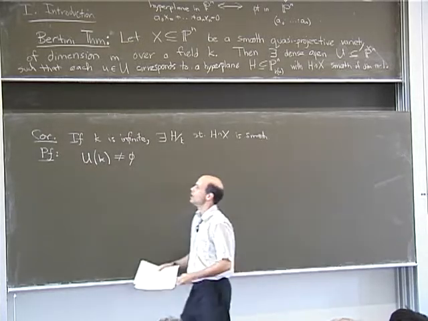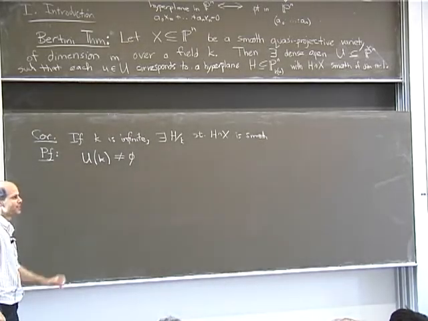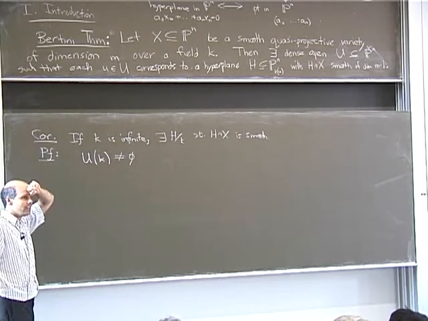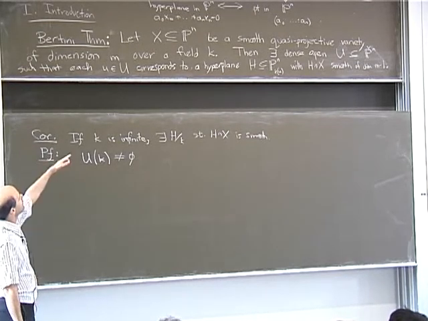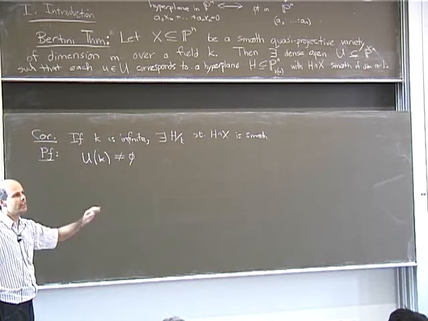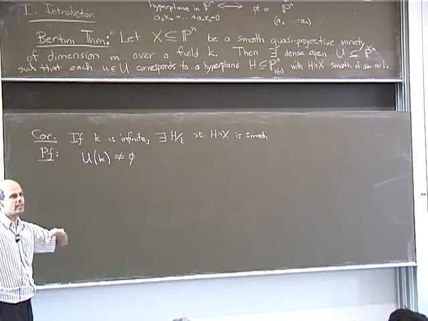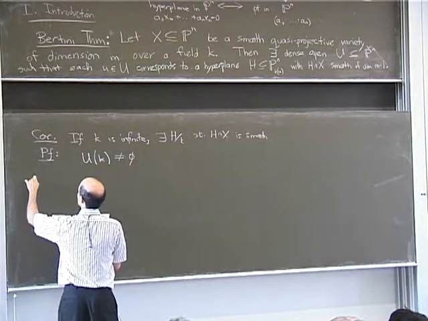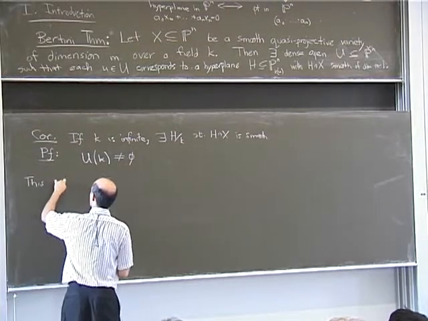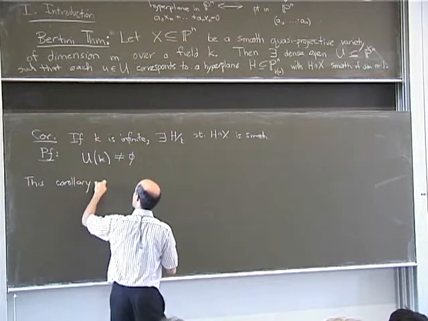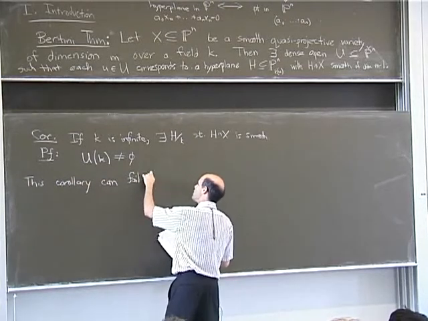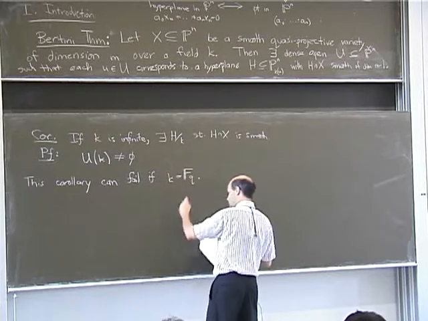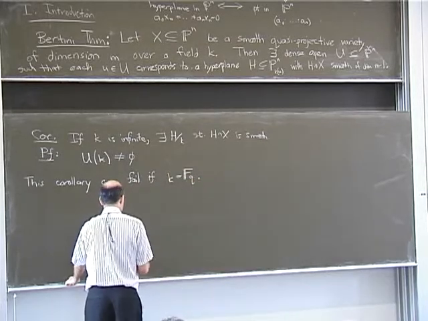On the other hand, this argument doesn't work if K is finite. And in fact, not only does the argument not work, but the conclusion can fail. If K is finite, then there are only finitely many hyperplanes you can try, and it can happen that every single hyperplane is tangent to X. So this corollary can fail if K is a finite field, say, the field of q elements.